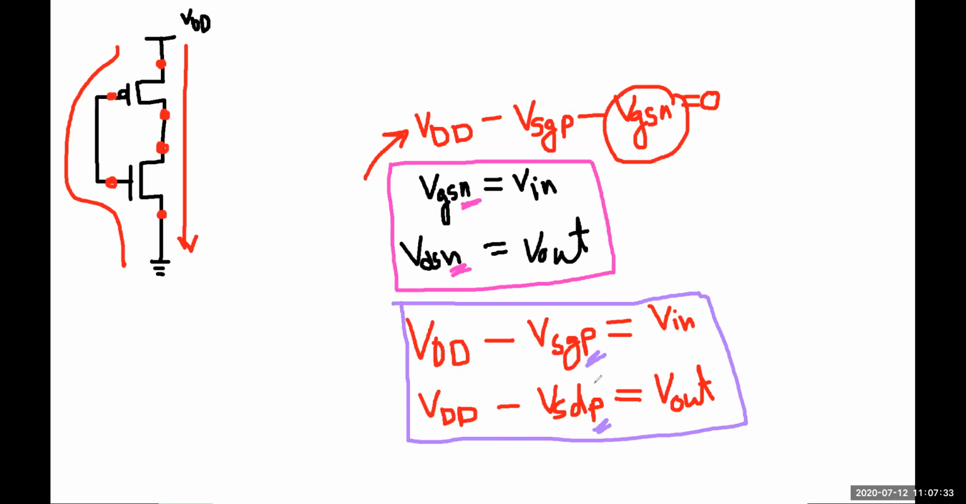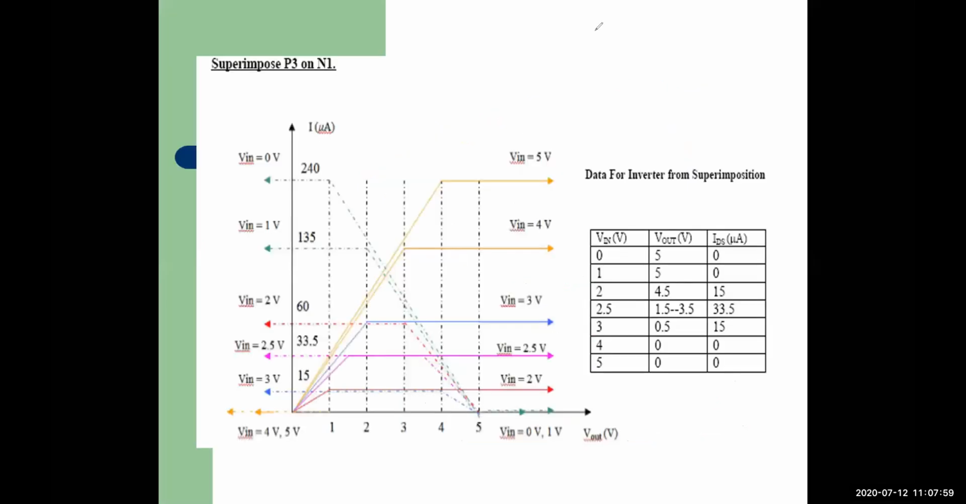Okay, so these four formulas we have to remember. VGSN is equal to V in, VDSN is equal to V out, VDD minus VSGP equal to V in, VDD minus VSDP is equal to V out. So I will be needing this after 15 minutes. Okay, so remind me of these four formulas. Okay, everyone? Okay. Now I'm going to clear everything.